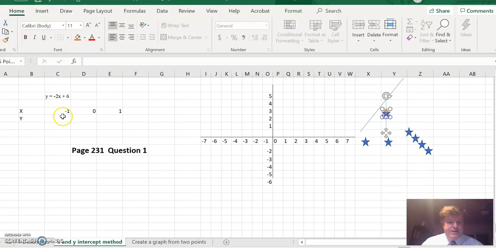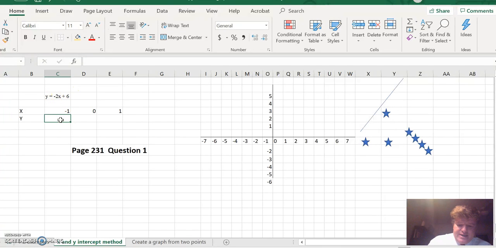So, if we're going to do this, when x equals -1, this is a little bit of tricky maths. -2 times -1. So it's going to equal 2, since 2 times 1 is 2. Negative by negative equals a positive. So it's going to be 2 plus 6. So y is going to equal 8. When x equals 0, -2 times 0 is just 0. Plus 6 is 6. And where x equals 1, -2 times 1 is going to be -2, plus 6 is going to equal 4.